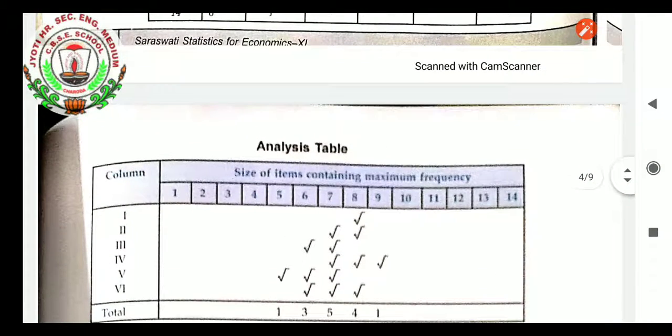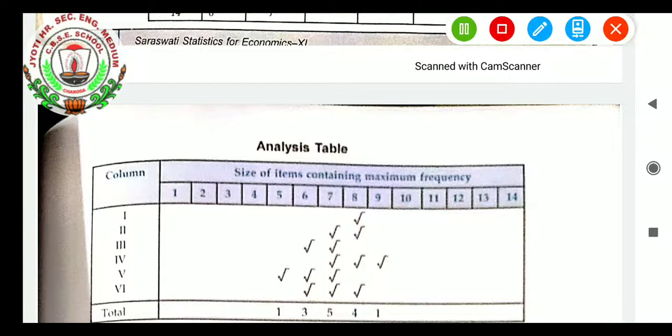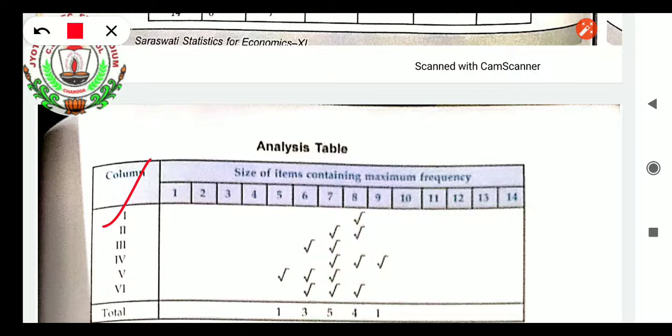Now analysis table. Analysis table, how many columns have we done? You will be writing the first side. In the size of item containing maximum frequency, what will you be doing? All the frequencies which were given in the question. How many were there? 14 columns were there of the frequency. 14 serial numbers you will take up there.